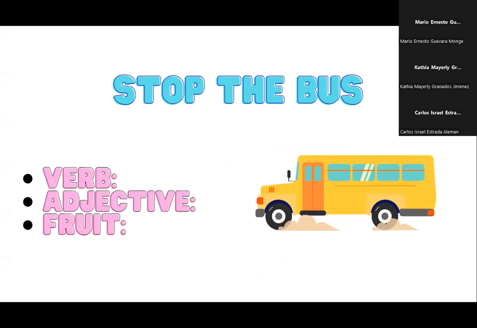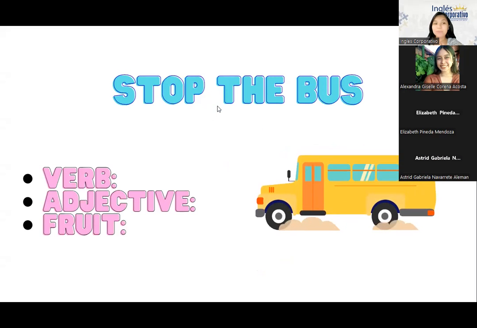We are going to start with the warm-up. The warm-up is Stop the Bus, okay? Today we are going to play with three categories: verb, adjective, and fruit. I'm going to give you the letter and you need to look for a verb in present, an adjective, and a fruit that start with that letter.